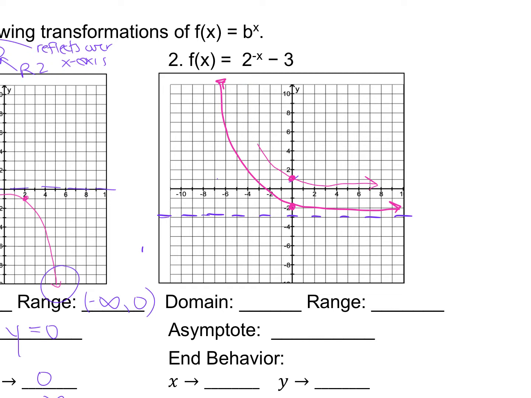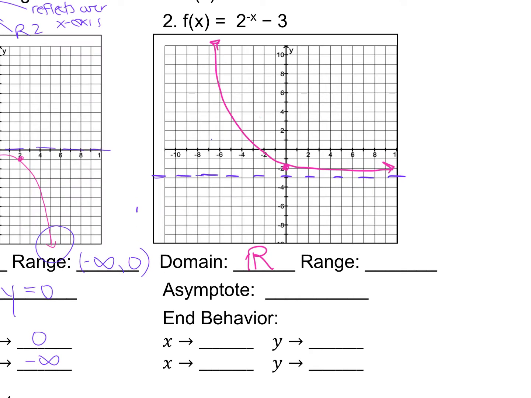All right, so once I know this, I know what's my domain. Negative infinity to infinity, all real numbers. What about a range on this one? Negative 3 to infinity. Negative 3 up to infinity. Where's the asymptote at? Y equals negative 3.